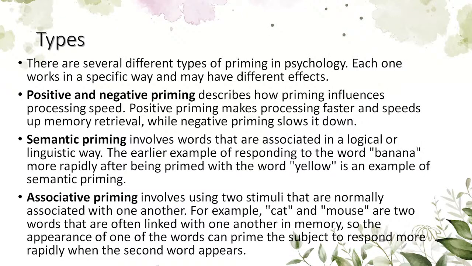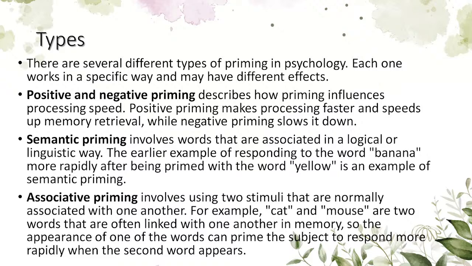So, types. There are several different types of priming in psychology. Each one works in a specific way and may have different effects. Positive and negative priming describe how priming influences processing speed. Positive priming makes processing faster and speeds up memory retrieval, while negative priming slows it down.